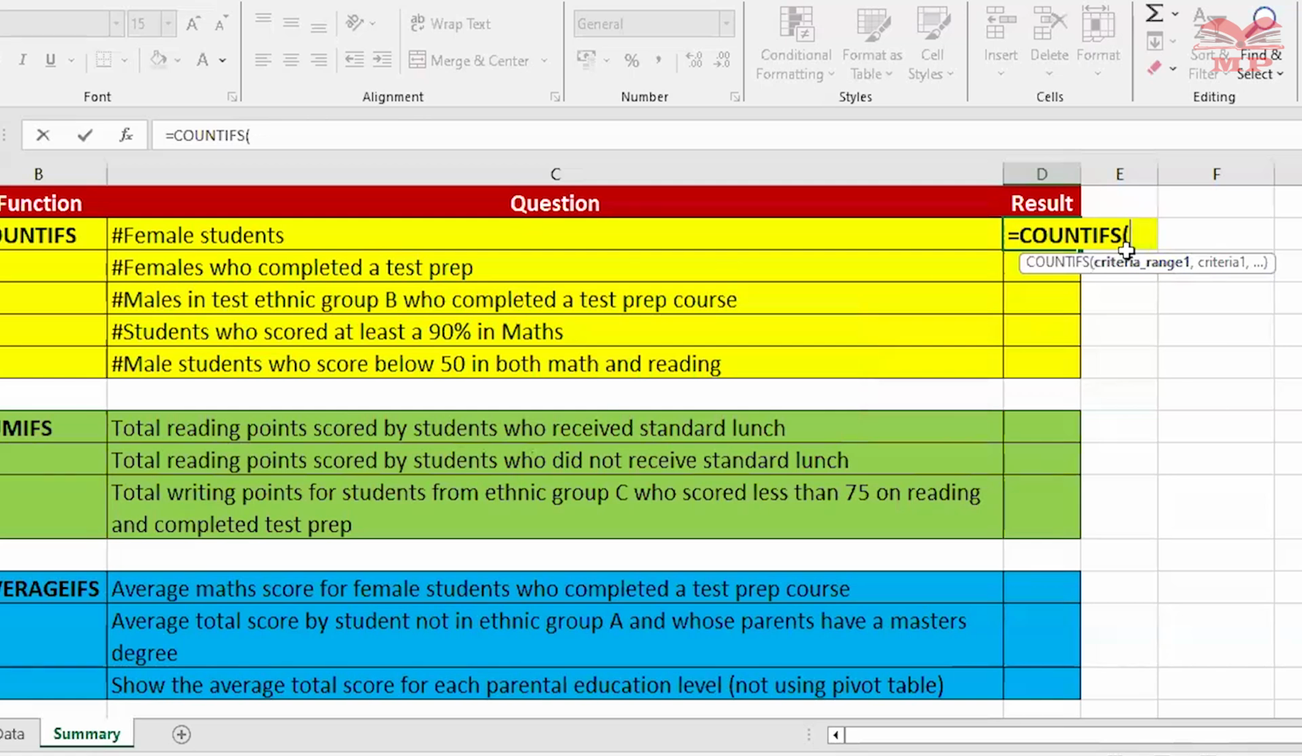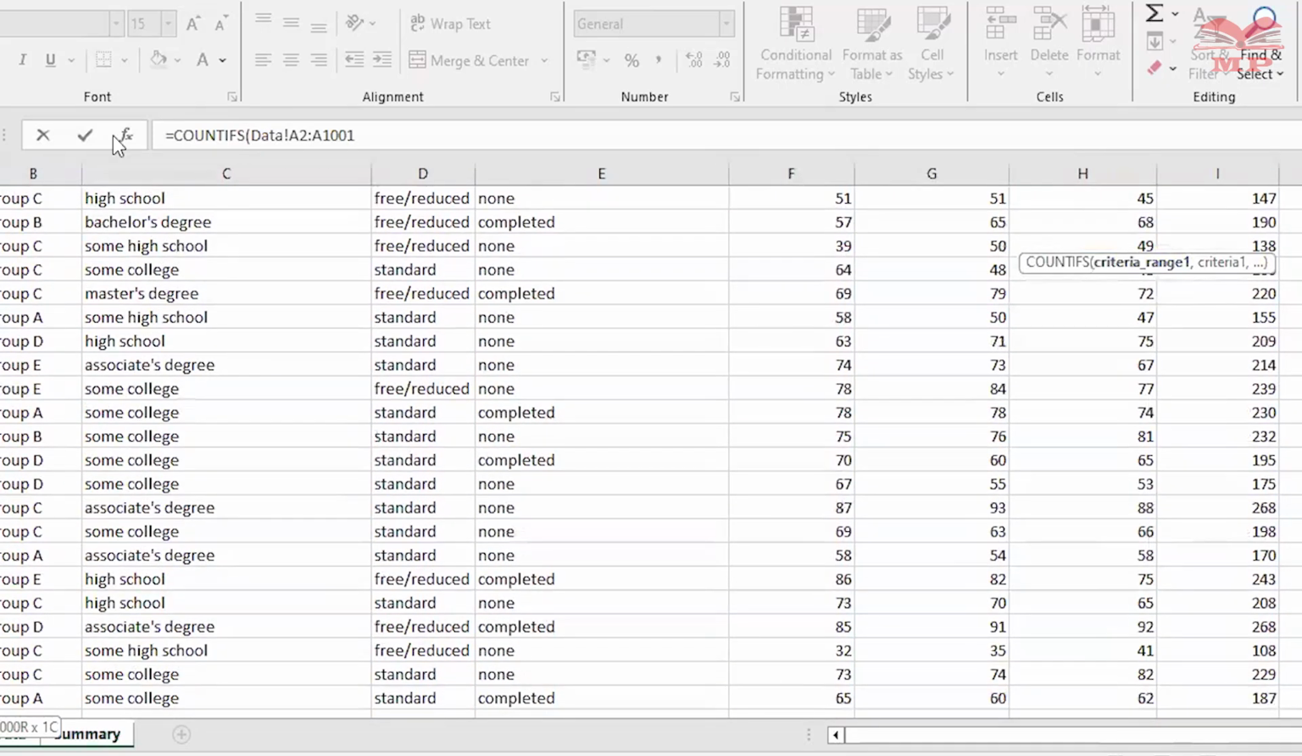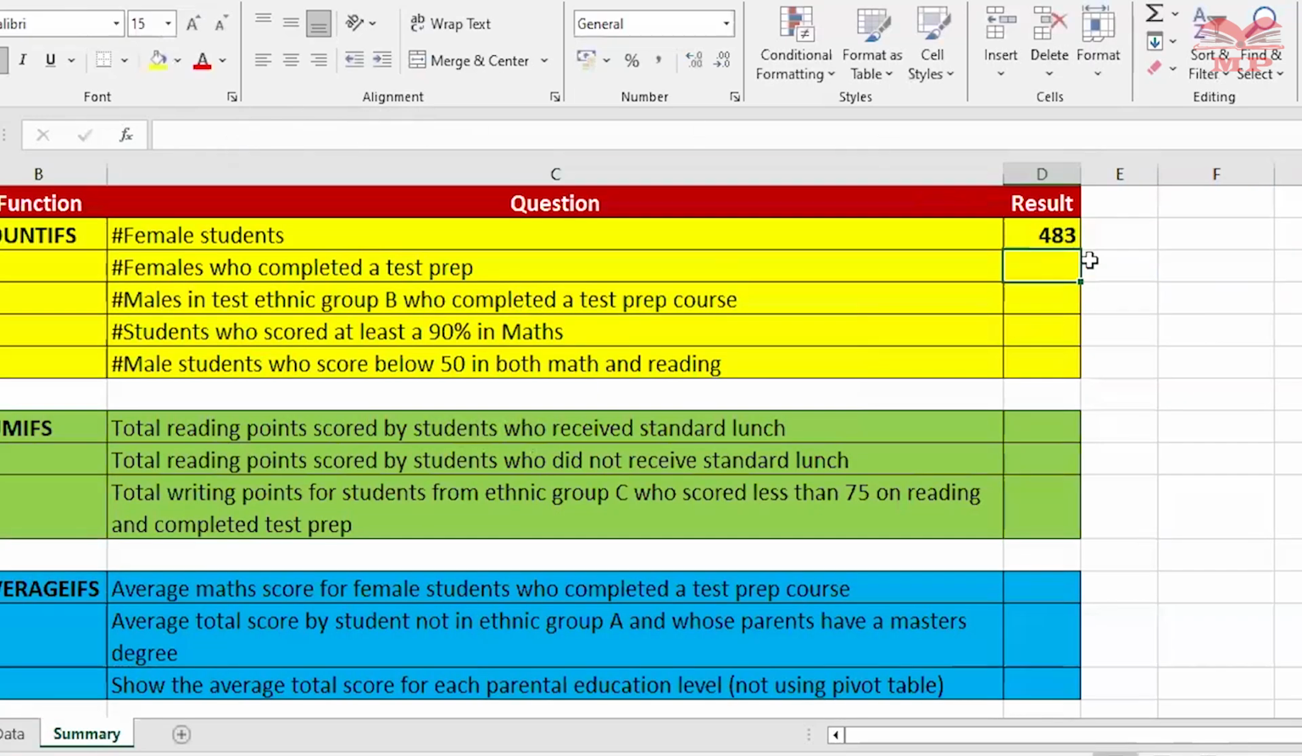wizard here. So it says we want criteria range, and this is where we will get the information from. So we select that range, and what is our criteria? We are looking for females. So we have said you must type it in the same case. It appears. Okay, so it tells us there are 183 females who completed a test prep.